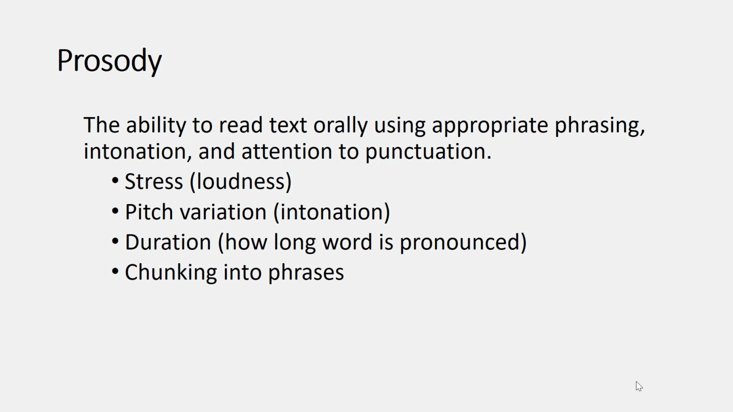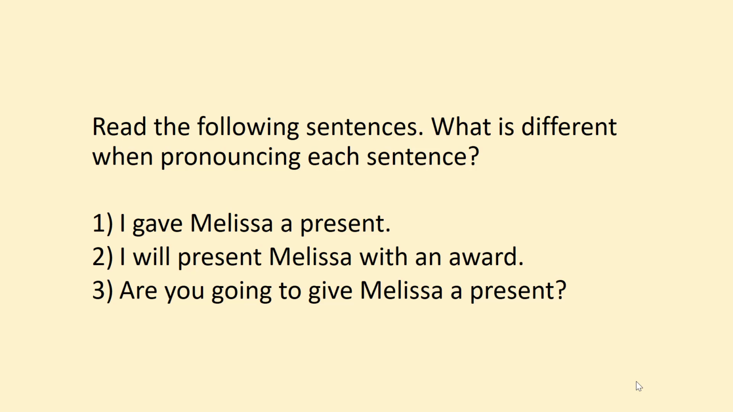Accuracy, rate, and prosody are the three ingredients of fluency. Prosody is the ability to read text orally using appropriate phrasing, intonation, and attention to punctuation. Prosody includes four elements: stress, pitch variation, duration, and chunking into phrases.